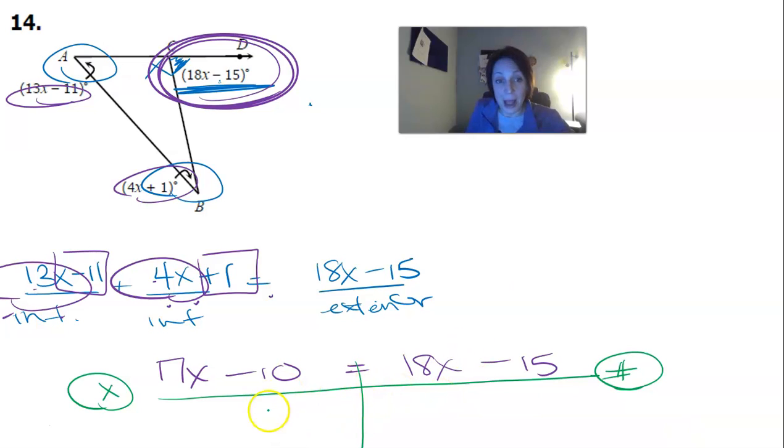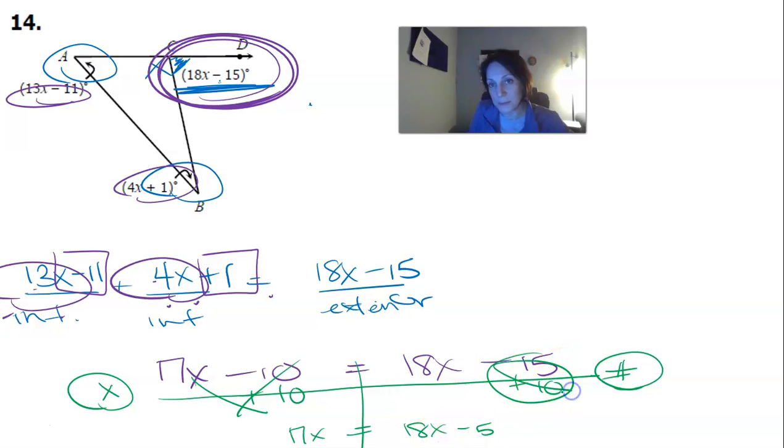Okay, so I'm not going to move my 17x because he's an actual variable. He's a letter. I'm going to leave him there. This 10, though, I'm going to move. So I'm going to do plus 10. I want it to go to the other side. So these are going to cancel, and I've got 17x over here. Over here I have 18x, and now I have minus 5 when I combine those. Okay, let me recopy this up here.